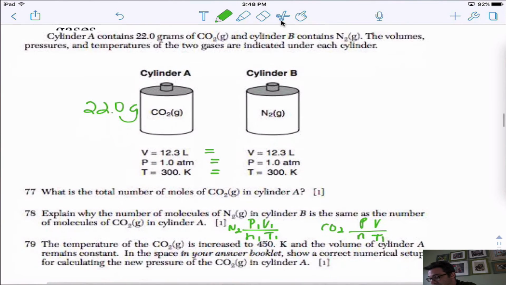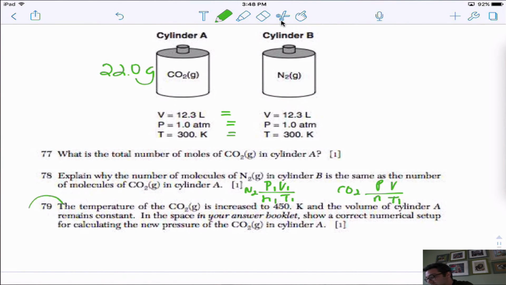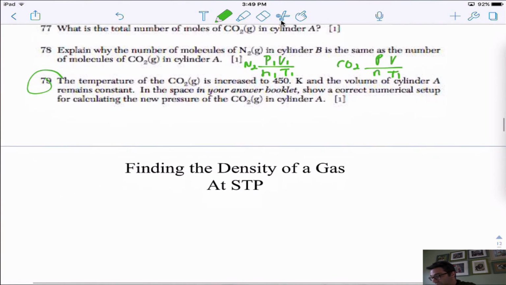And then 79 here, try this question on your own. They talk about the temperature in CO2. They increase the temperature in that cylinder to 450. They say that the volume stays the same, and they want you to calculate the new pressure. So give that a try, see how that goes.